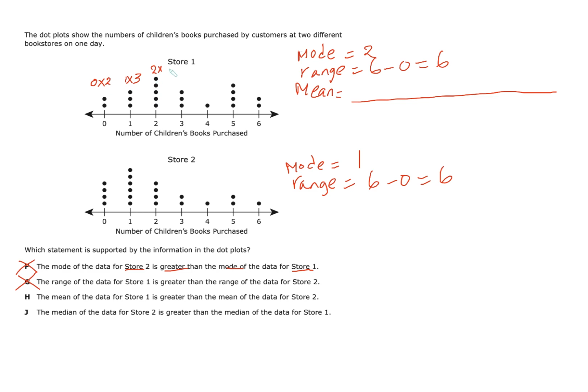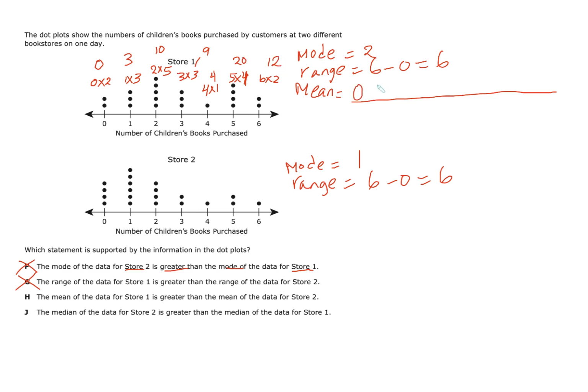4, 5 dots, 3 has 3 dots, 4 has only 1 dot, 5 has 4 dots, and 6 has 2 dots. 0 times anything is 0, 1 times 3 is 3, 2 times 5 is 10, 3 times 3 is 9, 4 times 1 is 4, 5 times 4 is 20, and 6 times 2 is 12.